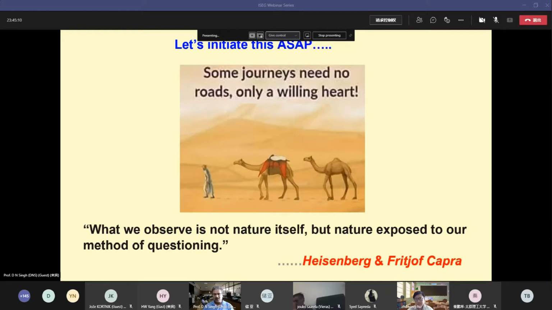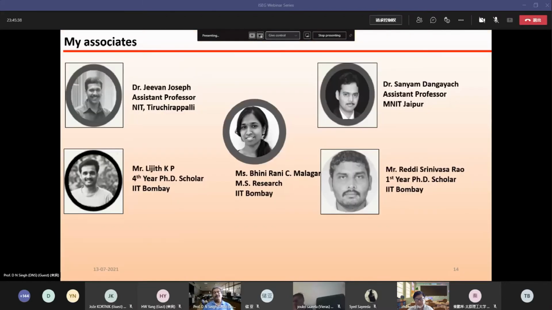And this was sent by Heisenberg and Fritjof Capra. This quotation says everything about gas hydrate research. We are trying to model a phenomenon which occurs in nature: methane gas getting trapped in the sediments under extreme pressure and low temperatures. This is where we have to simulate this mechanism in the laboratory and then go one step beyond this. Thank you very much for your attention.